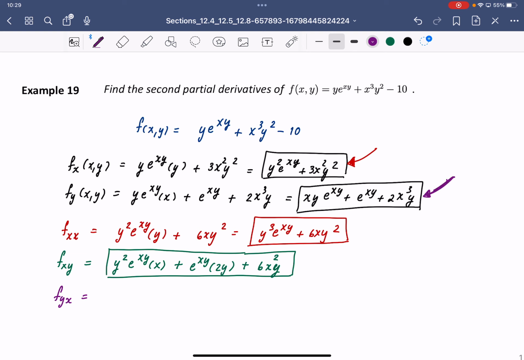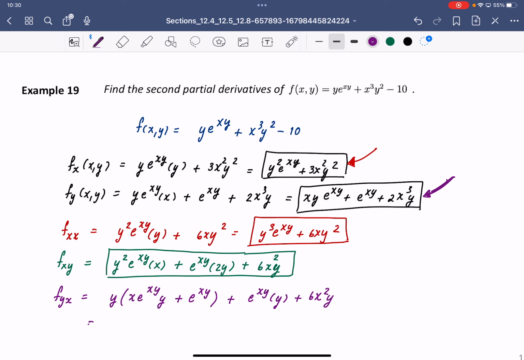And then now you can do fyx, which is the one that I put the arrow on in purple, and you take this one and differentiate with respect to x. First of all, you need the product rule, right? You differentiate with respect to x, so you keep y constant, and then you have x e to the xy times y, and then plus e to the xy. And then the second term, you differentiate e to the xy, so you get e to the xy and then y, sorry, y, because you differentiate with respect to x now. And then the last one, you get 6x squared y.